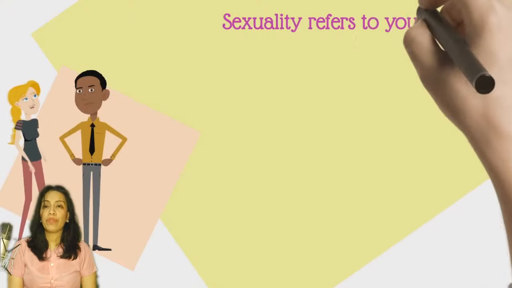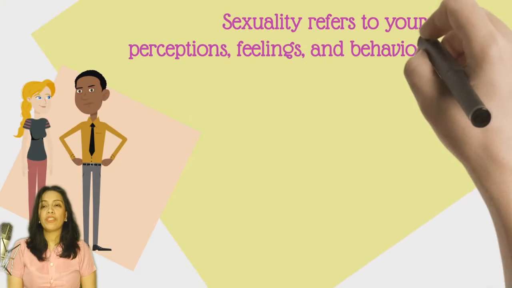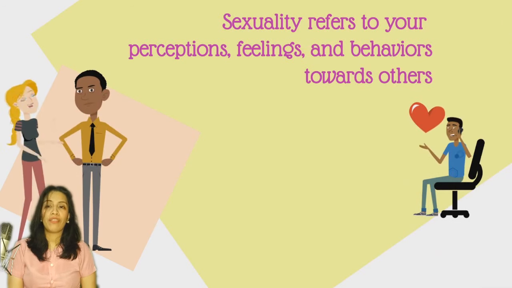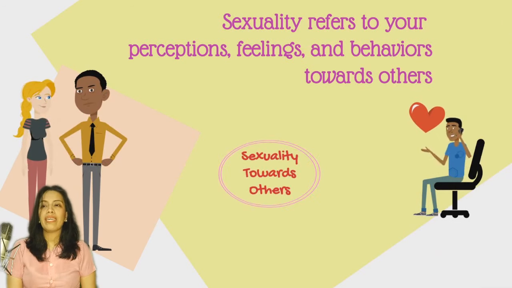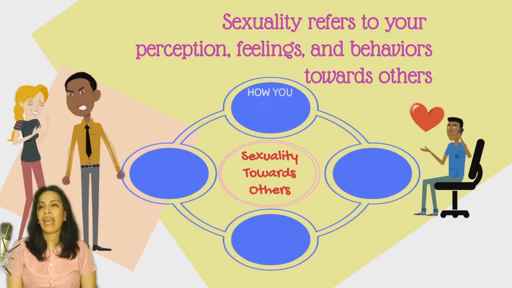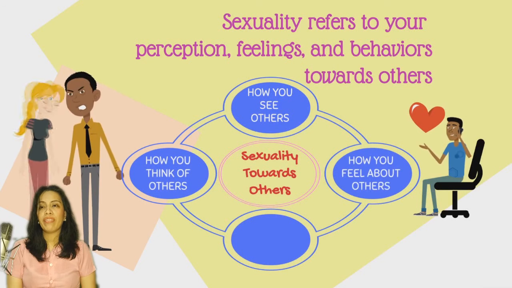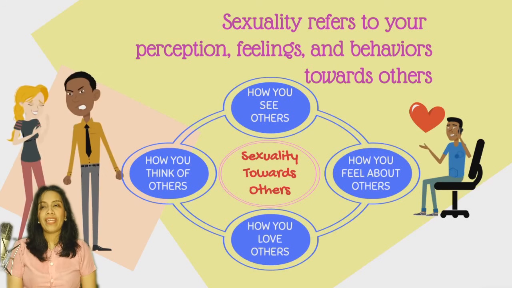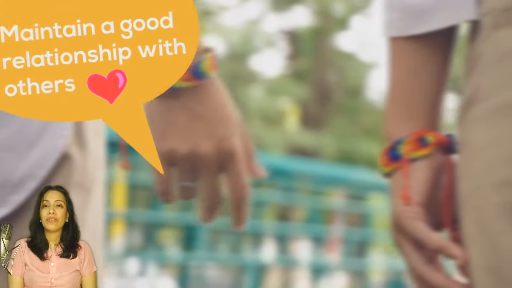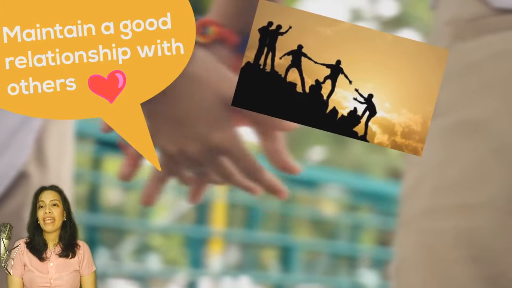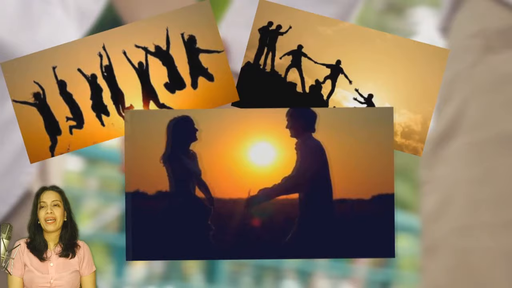Sexuality is best understood through the help of other people around you. Sexuality refers to your perceptions, feelings, and behaviors towards others. Sexuality towards others: how you see others, how you think of others, how you feel about others, and how you love others. The way you see yourself is influenced by many people. It is important to maintain a good relationship with others. They will support you and give you confidence, provide companionship, and keep you from being alone.